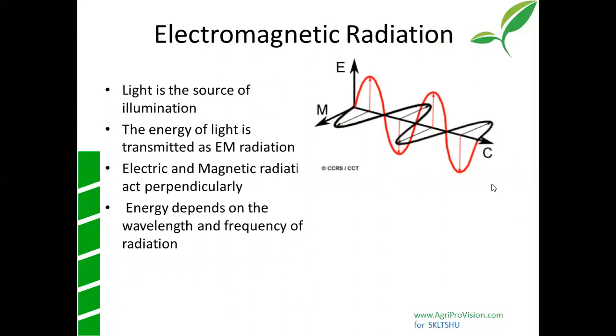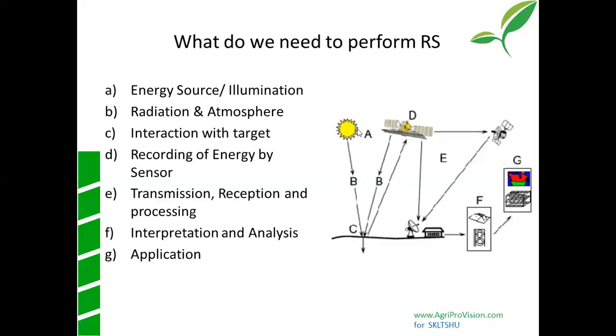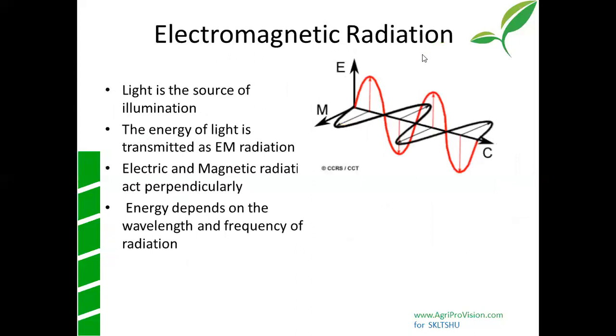When we start with the first thing, we said we are looking at the illumination source. The energy source that we get from the sun is transmitted through electromagnetic radiation. So light is the source of illumination.